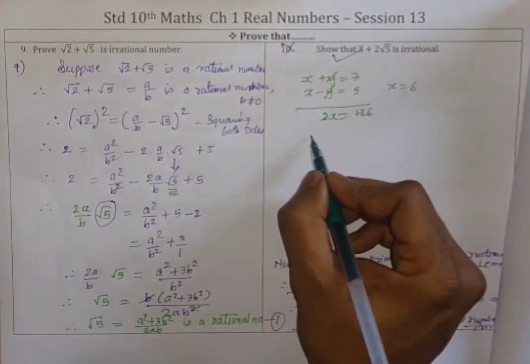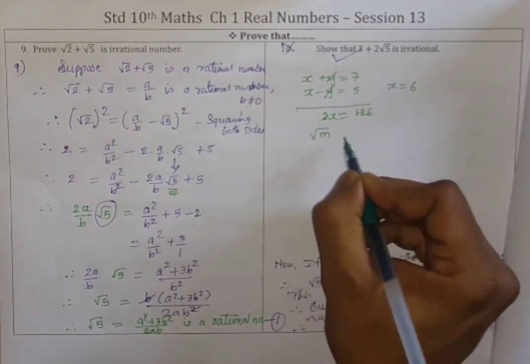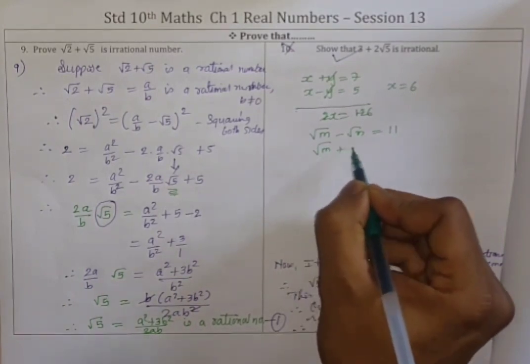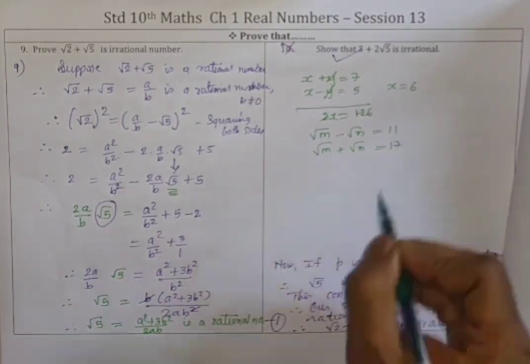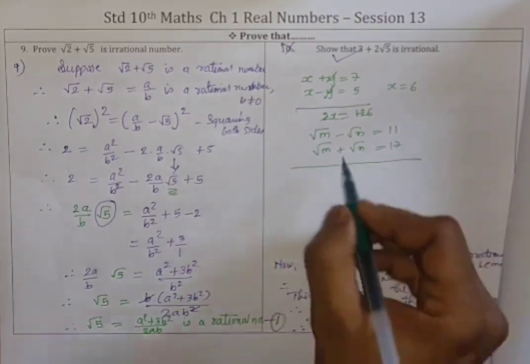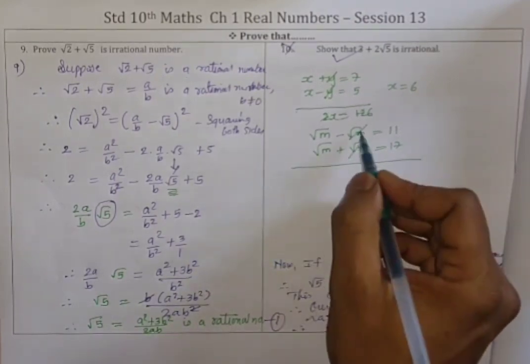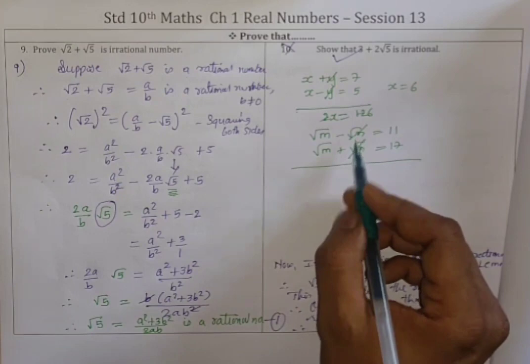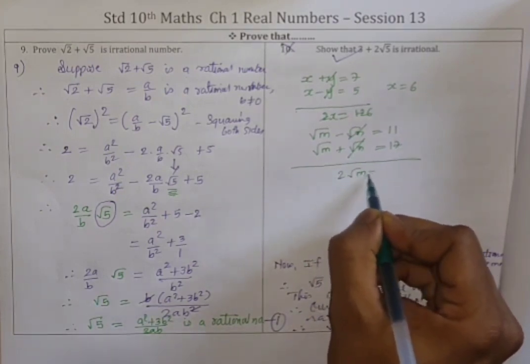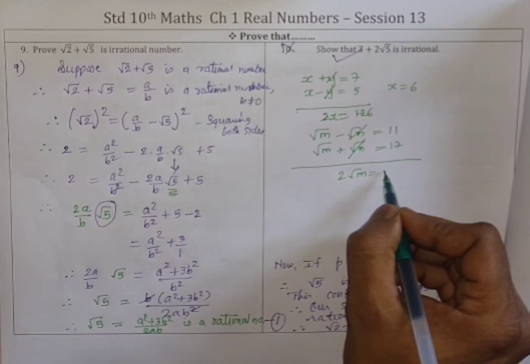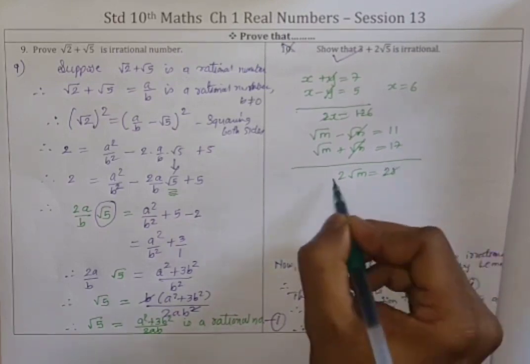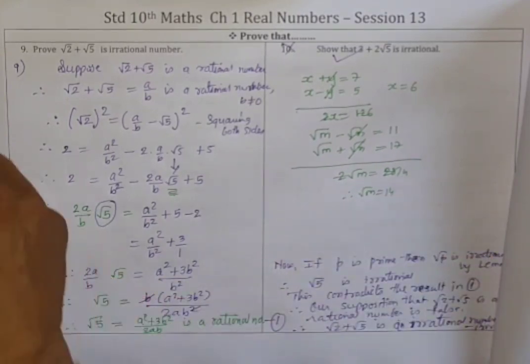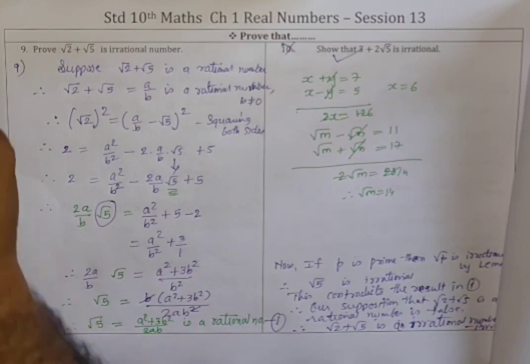Say suppose you have root m minus root n is equal to 11 and root m plus root n is equal to 17. Then you can easily add the left hand sides; root n and minus root n are opposite and cancel. And 2 root m is equal to 11 plus 17, that is 28. Half of 28 is 14. Therefore, root m is equal to 14. That is what you can get. So this is one thing to understand.